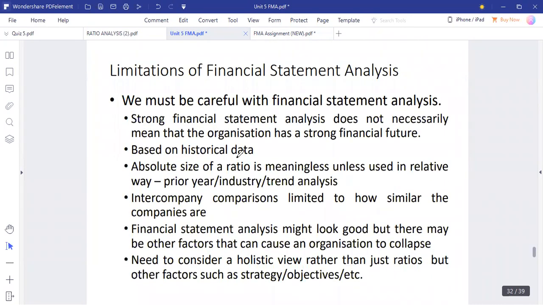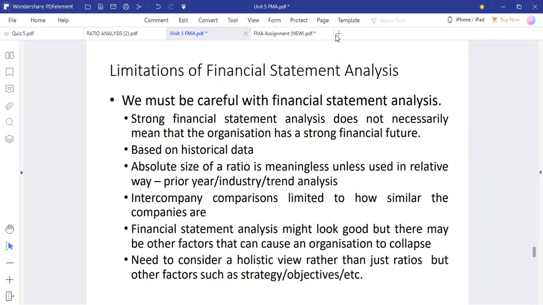Now, financial statement analysis has its own limitations that you need to know. We must be careful whenever we're dealing with financial statement analysis, because a strong financial statement does not necessarily mean that the organization has a very strong financial future. Sometimes it may be relative. The other challenge is that it's usually based on historical data, and historical data is usually obsolete.